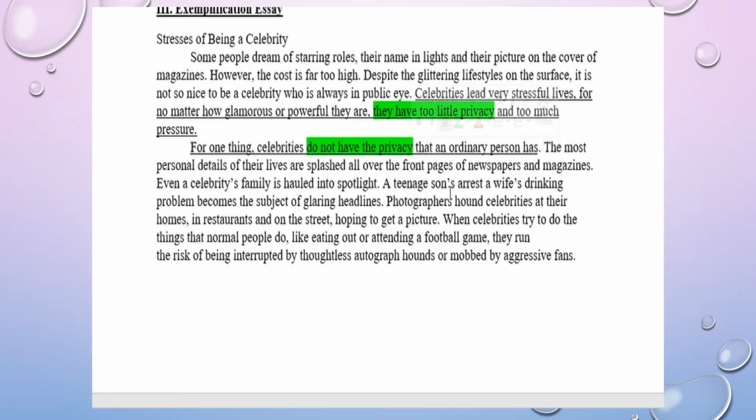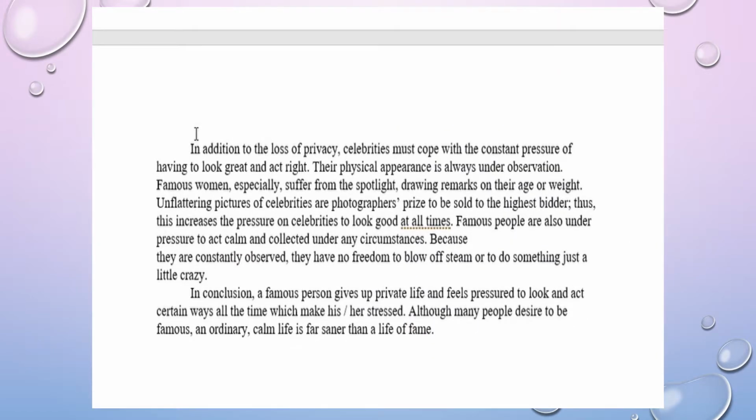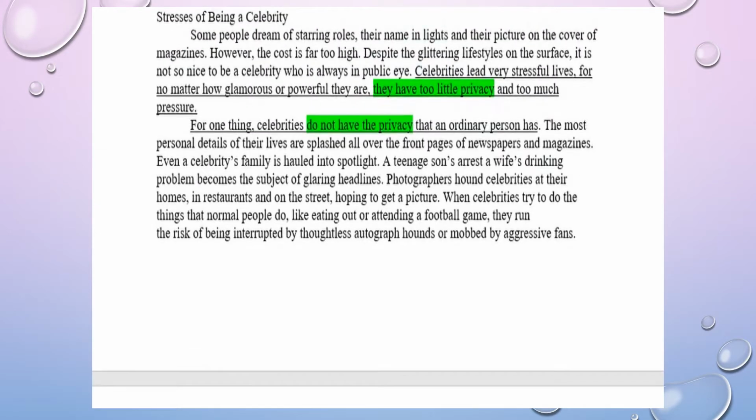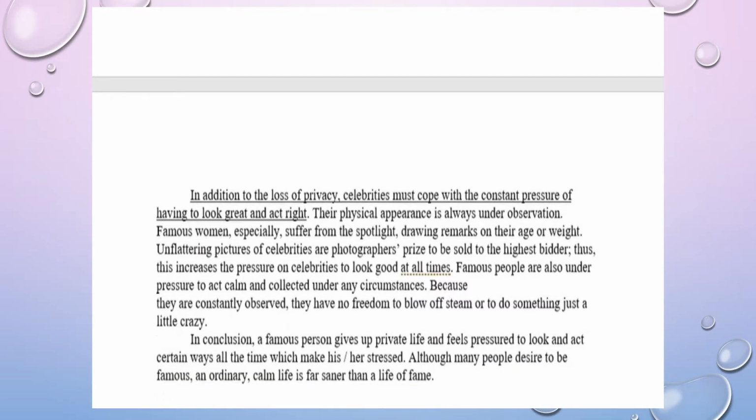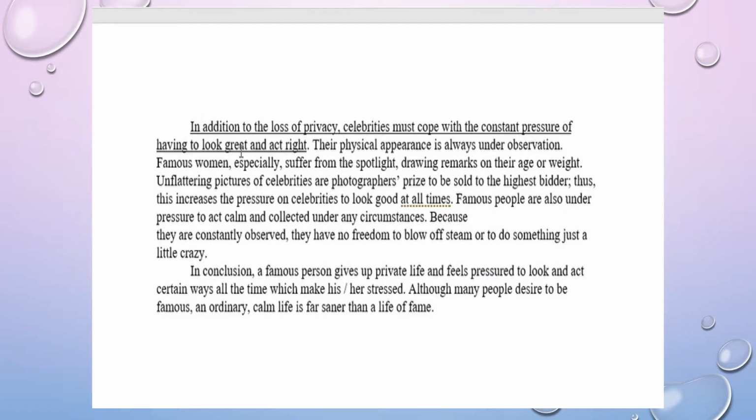Remember, your thesis tells you what the entire essay is going to be about. And so as you write your essay, the information from your thesis needs to be explained throughout the body. Okay? Next, in addition to the loss of privacy, celebrities must cope with the constant pressure of having to look and act right at all times. Okay? And this goes along with having too much pressure. They're always on alert about their behavior and about their appearance. They have to look and act the part at all times.